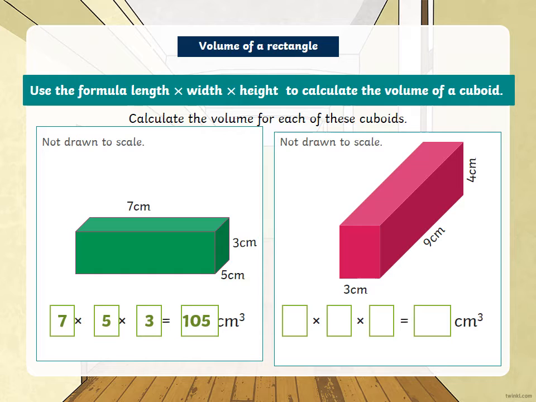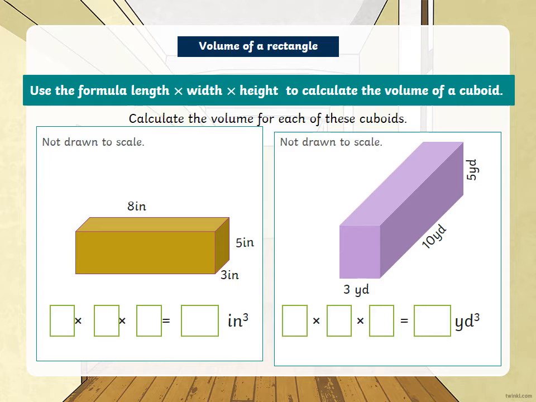Let's look at the rectangular shape on the right. We know that the length is 9, the height is 4, and the width is 3. And so when we multiply them together, remember, volume is length times height times width, length times width times height. So let's multiply them together. And what do we get? 108 centimeters cube.